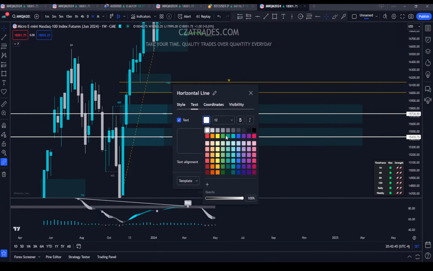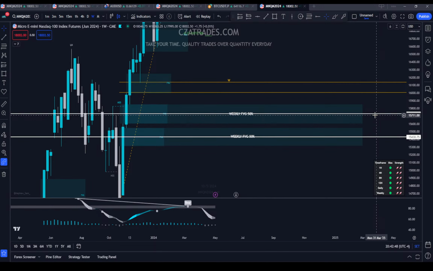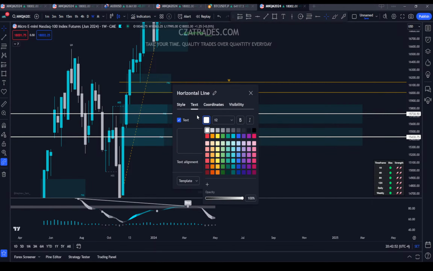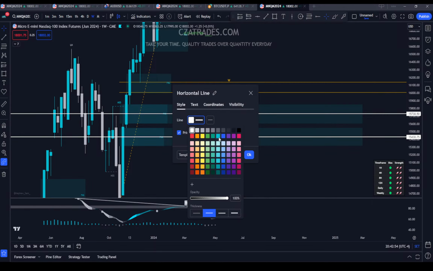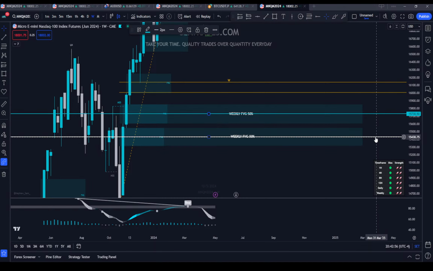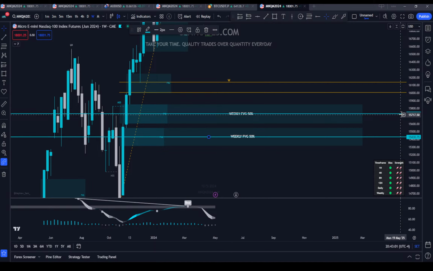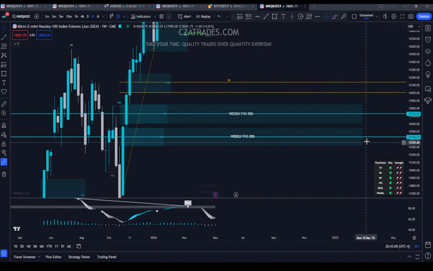We're going to color these blue. Blue because we're bullish, right? Make sure it's the line, not the text like I just did. I'm a dummy, and it's okay. We're going to do blue there. We're going to do blue over here as well. And alerts. Super, super, super important. We're going to set alerts.